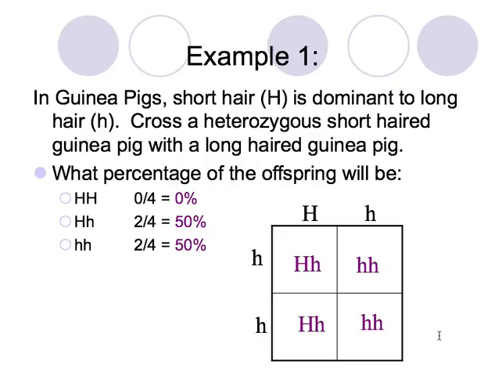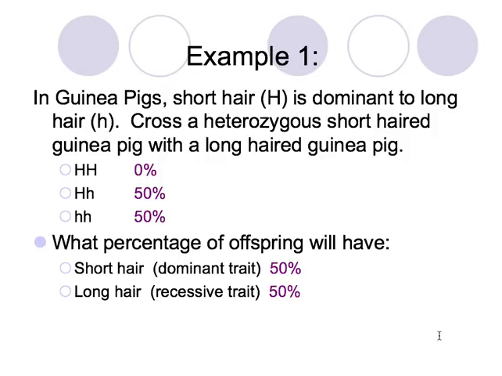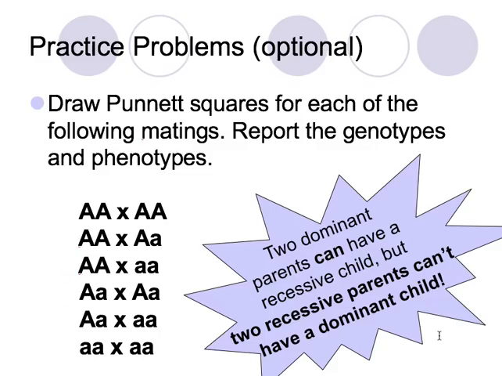So what are those phenotypes going to be? Well, if they have that dominant trait, those are going to be short-haired. So 50% of our offspring have that dominant trait, even if it's only one copy. And then 50% of our offspring do not have any dominant traits. They only have the recessive traits, so they're going to have long hair.